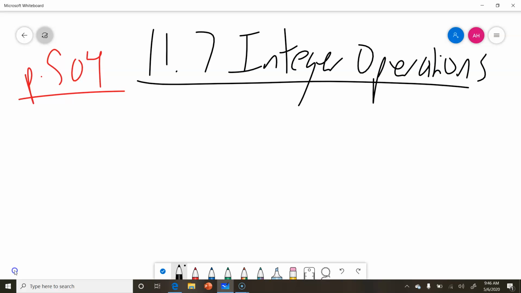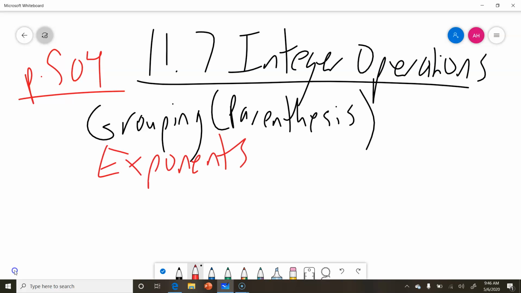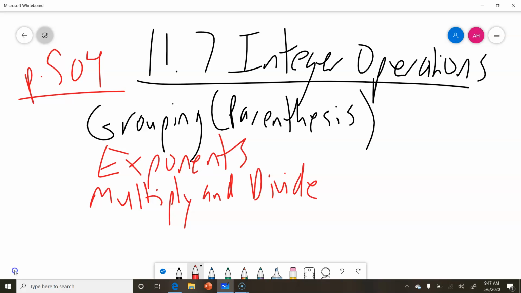Okay, so here's the order of operations. This is very important. We always have a grouping, which is the parentheses. Always whatever's in parentheses first. Then we have exponents. Then we have multiply and divide. And here's the important part. This is from left to right.